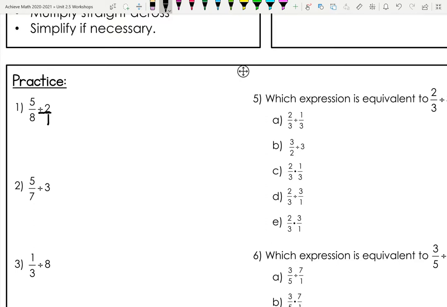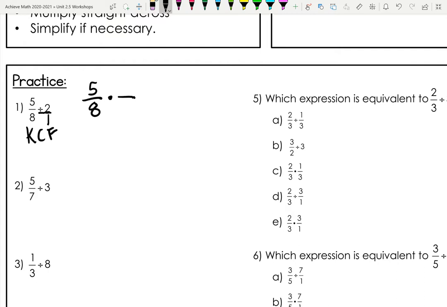Next up, I'm going to go ahead and rewrite it. Keep, change, and flip. So this is going to go ahead and become an equivalent expression, but the key here is we are going to be rewriting it as multiplication. So 5/8 stays the same. Change it to multiplication. We're not using x's here. And I'm going to flip.